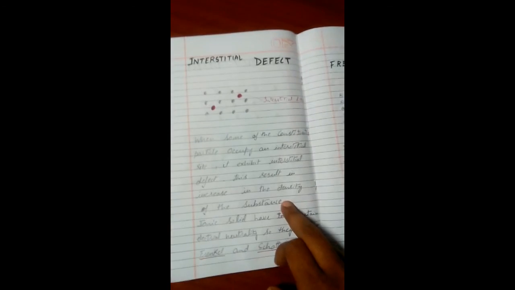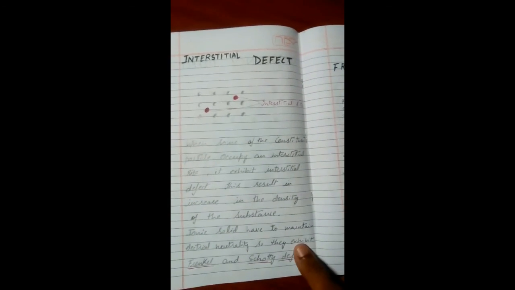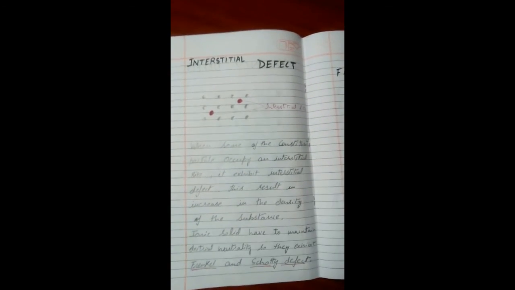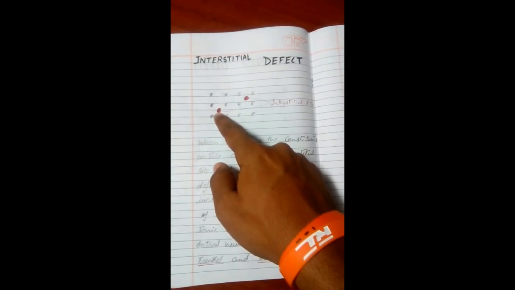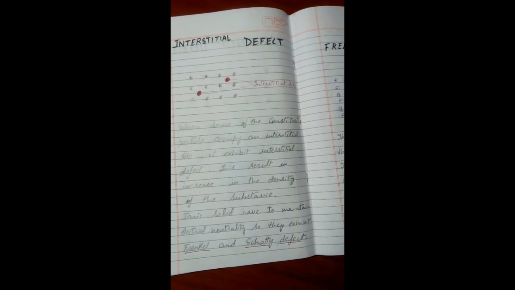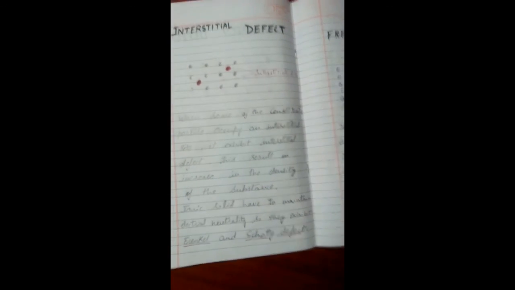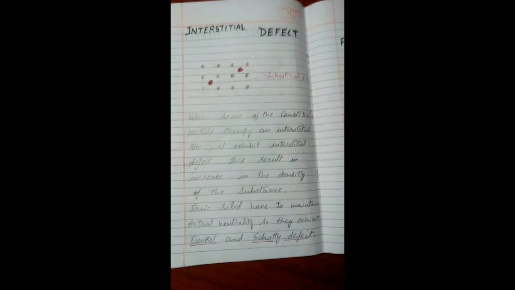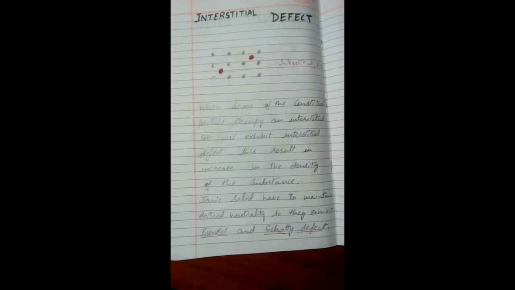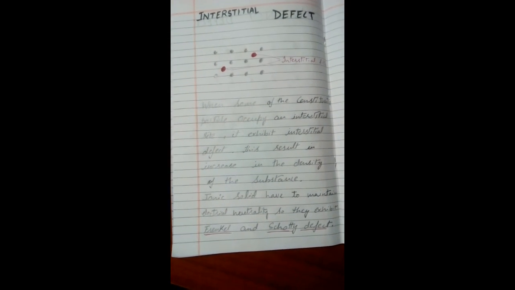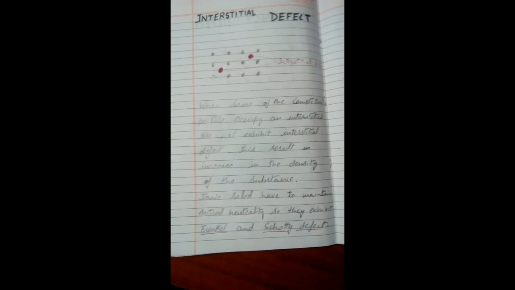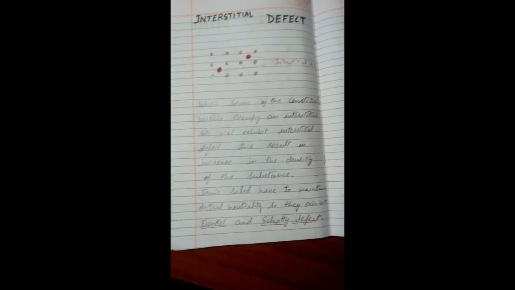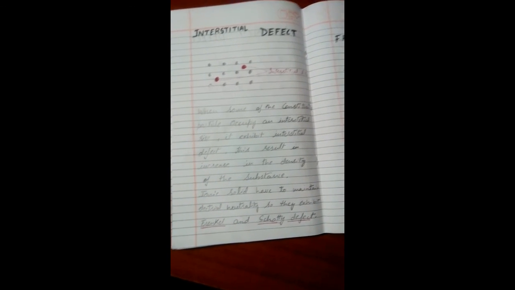Now the second type is interstitial defect. When some of the constituent particles occupy an interstitial site, it exhibits interstitial defect. This results in an increase in the density of the substance. Ionic solids have to maintain electrical neutrality, so they exhibit Frenkel and Schottky defects. Now moving on to Frenkel and Schottky defect.